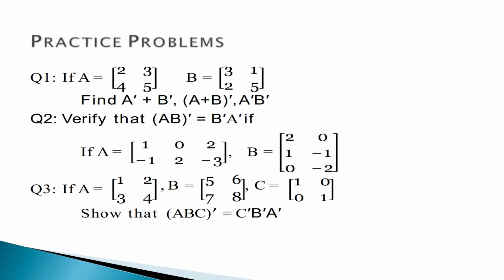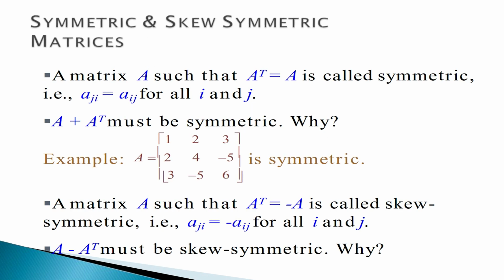This is a practice problem. Suppose A is the matrix 2, 3, 4, 5 and B is the matrix 3, 1, 2, 5. Then find A dash plus B dash, A plus B dash, A dash B dash. Verify that (AB) dash is equal to B dash A dash if A is a matrix and B is a matrix. Similarly, if A, B, C are three matrices, we can verify that (ABC) dash becomes C dash B dash A dash. Now we work out the problem.